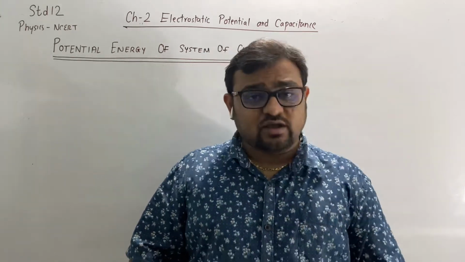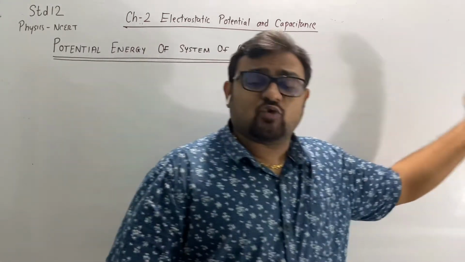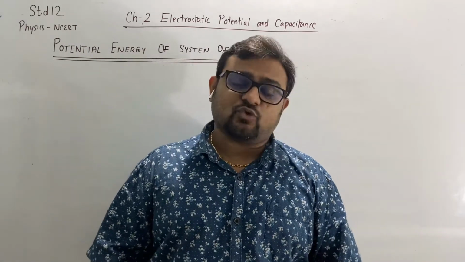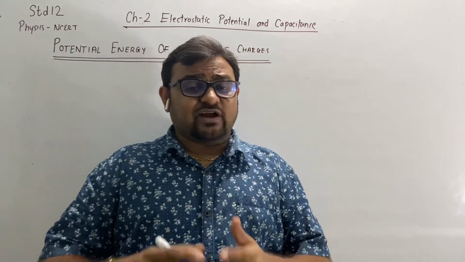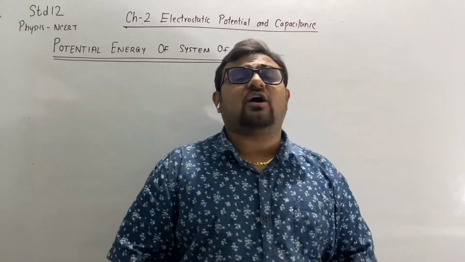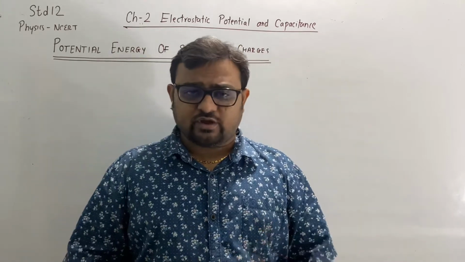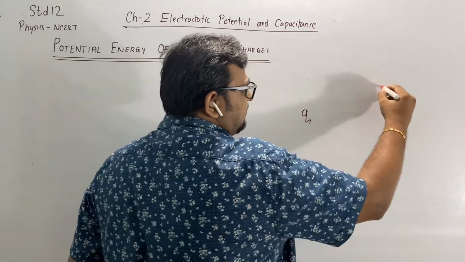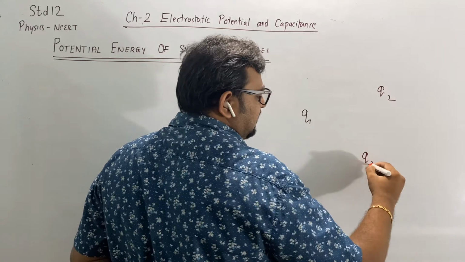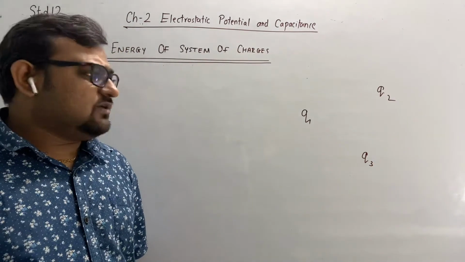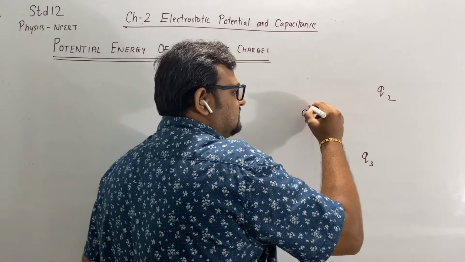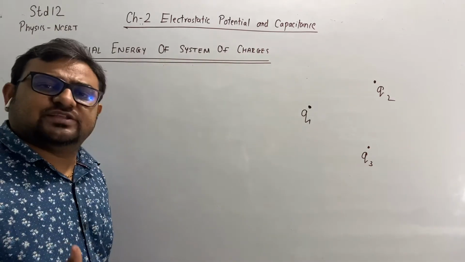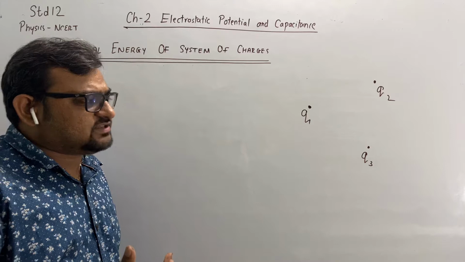So the work done in bringing that charge from infinity to a point in electric field is stored in the form of potential energy. The question can be asked either to find out the potential energy for a system of two charges or a system of three charges. Both are very similar. Let's take Q1, Q2, and Q3. These are three charges, and our aim is to find out the potential energy of the system of these three charges.